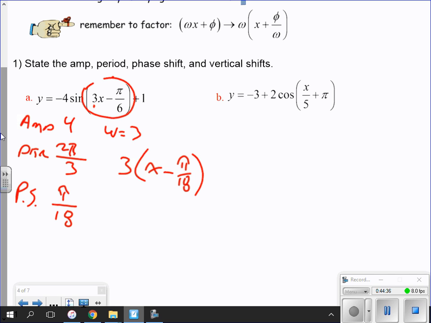Okay, so if it's minus there, our phase shift is positive. If it's plus in there, because remember, inside, opposite. Always think about that, inside, opposite. What's our vertical shift on this one? 1. Our vertical shift is 1. The whole thing moves up 1.